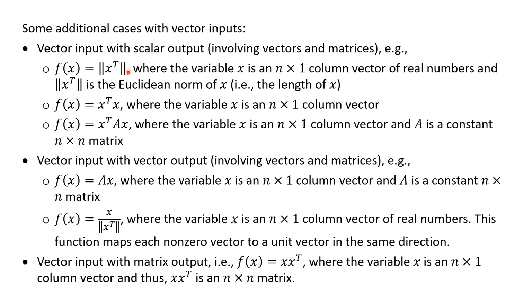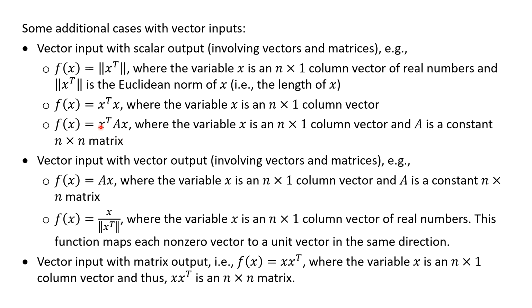So this is an example. You have an input that's a vector, and then the output is, since it's the length of x, just a single scalar. And here you have another example, f of x equals x transpose times x. That's the inner product. And again, that would be a scalar.